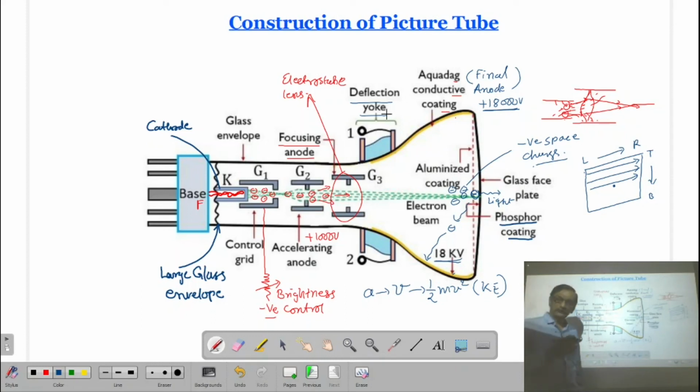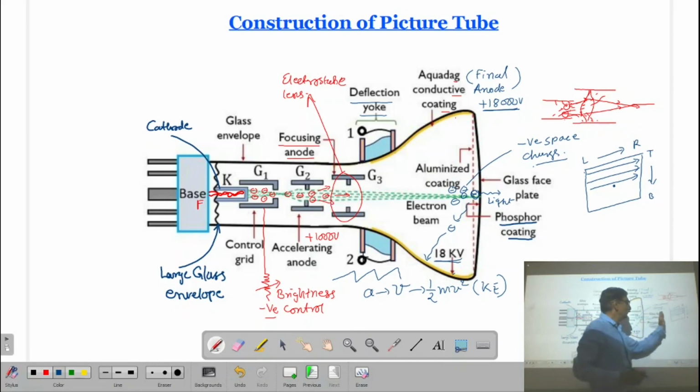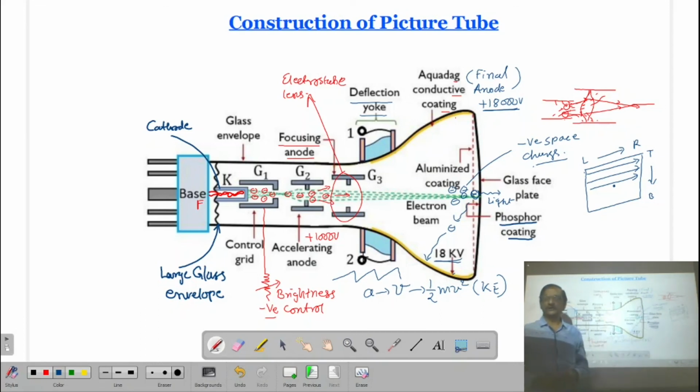We have two different coils. When we pass current through them, what kind of current will be there? Again this current is a kind of sawtooth current. This sawtooth current is applied to the horizontal deflection coil as well as the vertical deflection coil. And due to this, the electron beam will scan the complete screen of the picture tube.